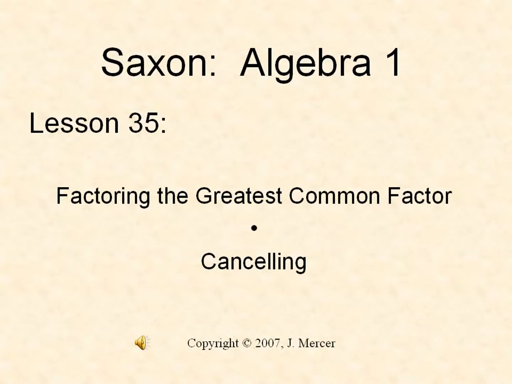Saxon Algebra 1, Lesson 35. We discuss factoring the greatest common factor and canceling.